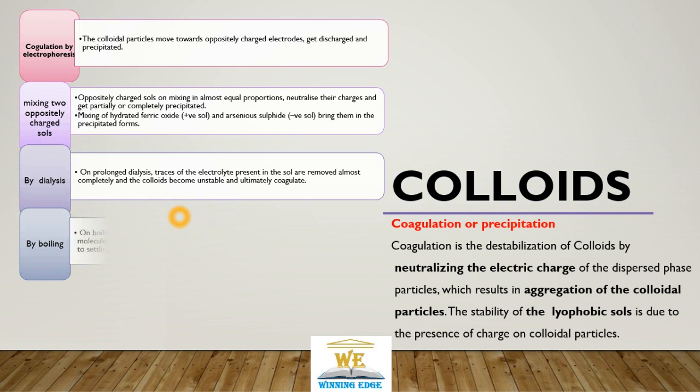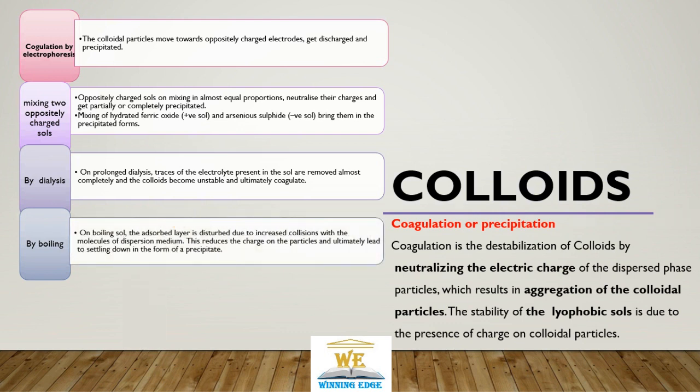Boiling. On boiling of colloidal sols, the adsorbed layer is disturbed due to the increased collision with the dispersion medium particles. This reduces the charge on the particles and ultimately leads to settling down in the form of precipitate. So boiling also can neutralize the colloidal particle charges and finally result in precipitation.